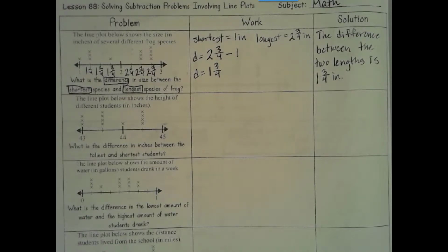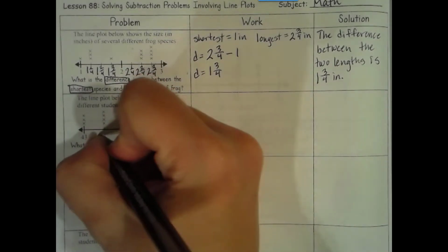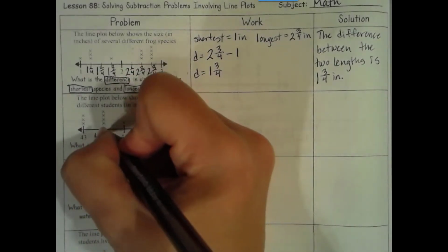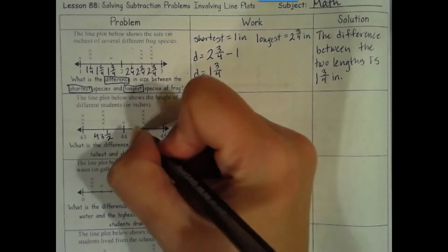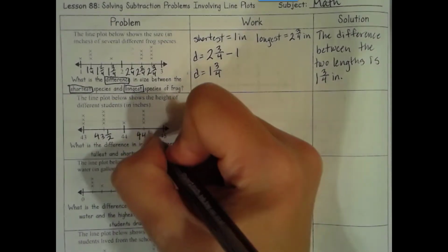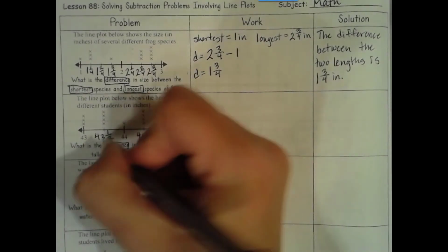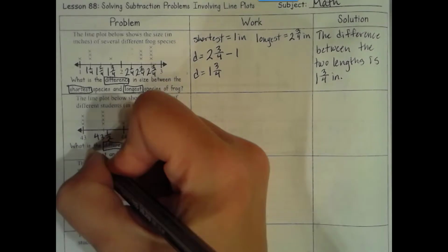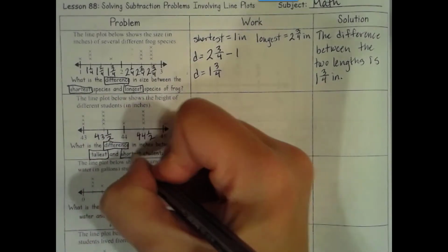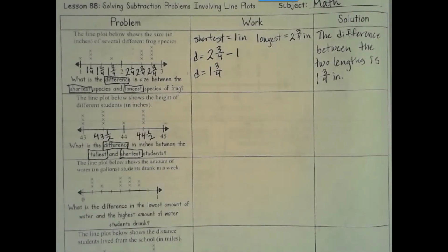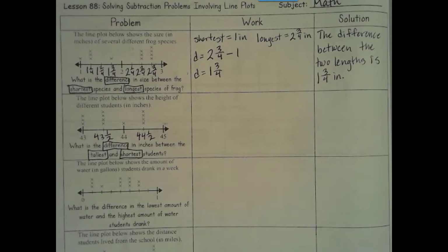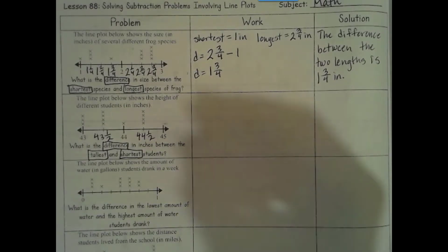The line plot below shows height of different students in inches. So we have 43, and this is cut into 2 equal pieces, so 1/2, 44 and 1/2. What is the difference, so again subtraction, in inches between the tallest and shortest? So in our previous lesson we were adding a lot of the numbers together, so we were combining a lot of the amounts. In this we tend to look at 2 totals and do some subtraction.